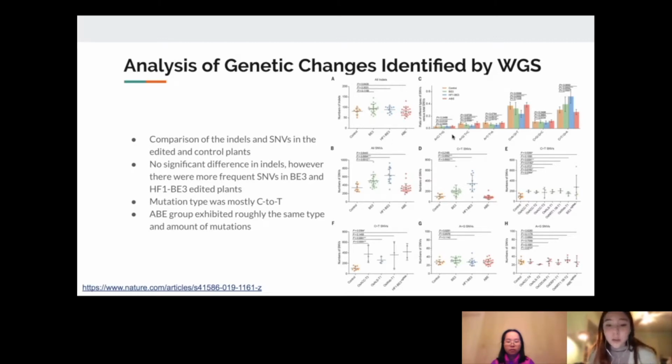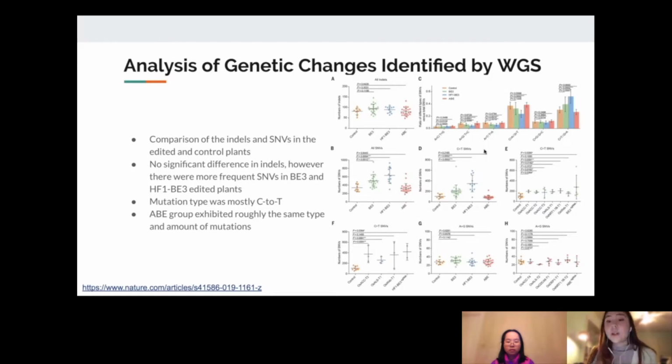If we move over, though, to part B, we can see that the amount of BE3 and high fidelity BE3 mutations that are single nucleotide variants are much higher than the ones in the control and the ABE, which are about the same frequency as each other. So this suggests that introducing a type of cytosine base editor has more off-target effects with regards to single nucleotide variant mutations. The next thing that they wanted to identify is what type of single nucleotide variant mutations these are.